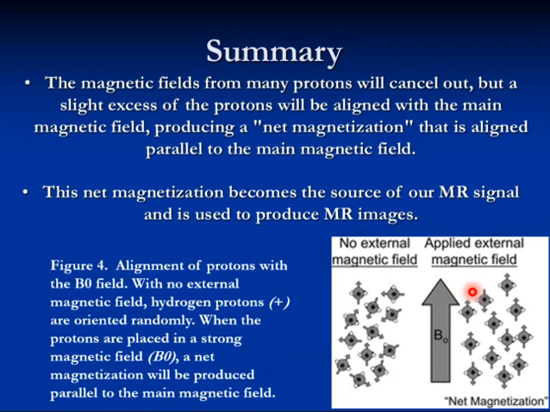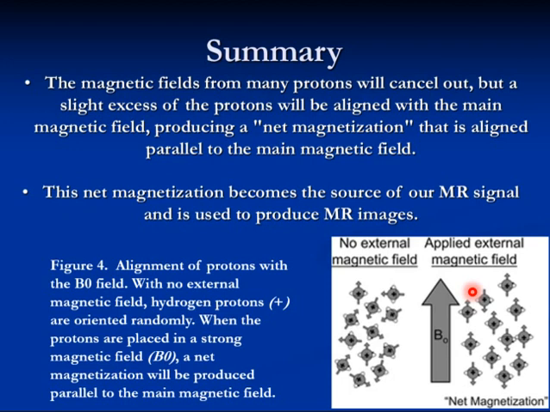Do you understand how? If we have 20 protons placed in the magnetic field, 12 go with the magnetic field and 8 go against the magnetic field. The 8 against will cancel 8 with, and we are left with an excess of 4. Understood? These 4, this slight excess, we will use for imaging. So the net magnetization will be parallel to the magnetic field. The final result is 4 with the magnetic field.